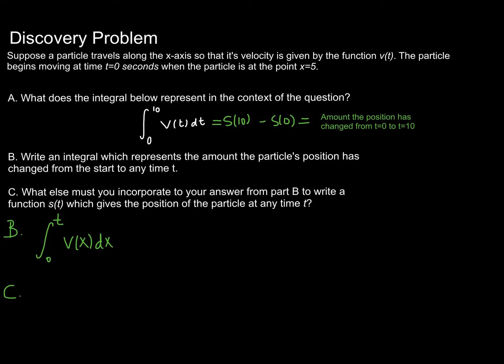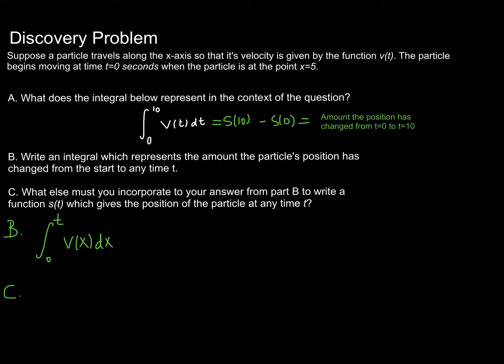Alright, last but not least, we want to put this all together. What do we need to incorporate with our answer from part B so that we can write the function s of t, which gives the position of the particle at any time t? So notice that this doesn't give the position at any time t. This gives the change in position. How much has the position changed from 0 to t? But we have to incorporate where the particle started, right? We could have started at x equals 100, and then if this change from 0 to t is 5, we'll be at the point 105.